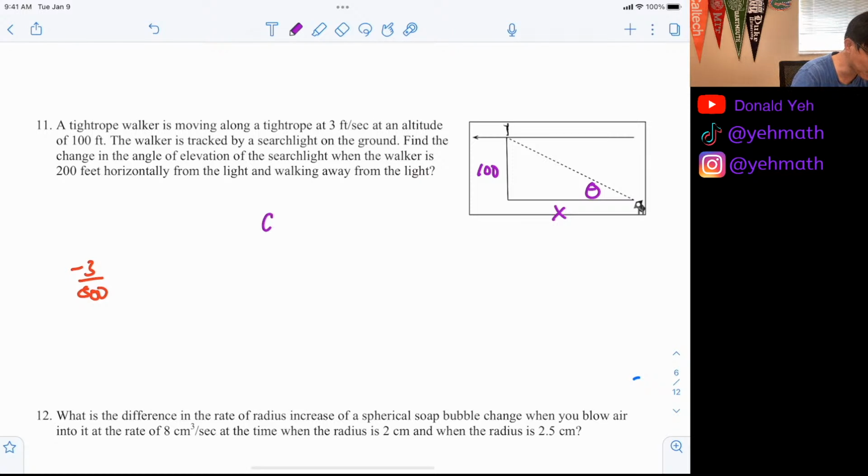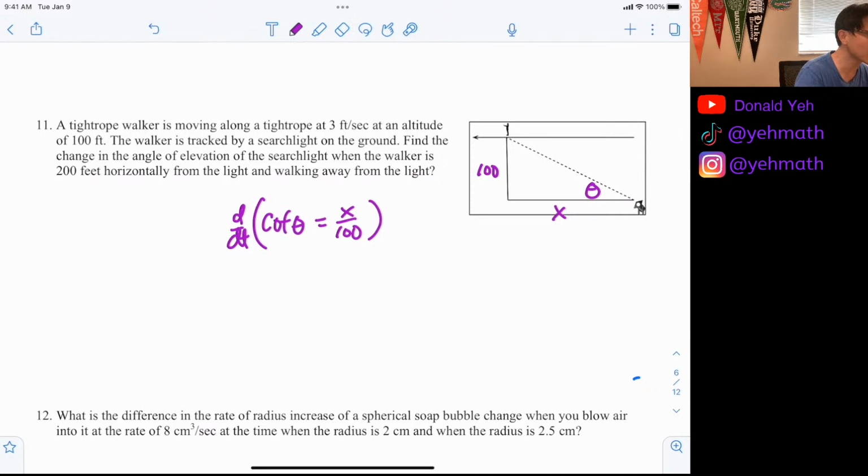So it has to be cotangent of theta, because if you use tangent, you're still gonna get the same answer, but it's gonna be much more complex. So it's gonna be x over 100, I think. And I'll take the derivative with respect to time. And then we're gonna try with tangent to see if it works out. It should work out as well, but we can try it afterwards. Okay. Was it a negative 3 over 100? Mm-hmm.